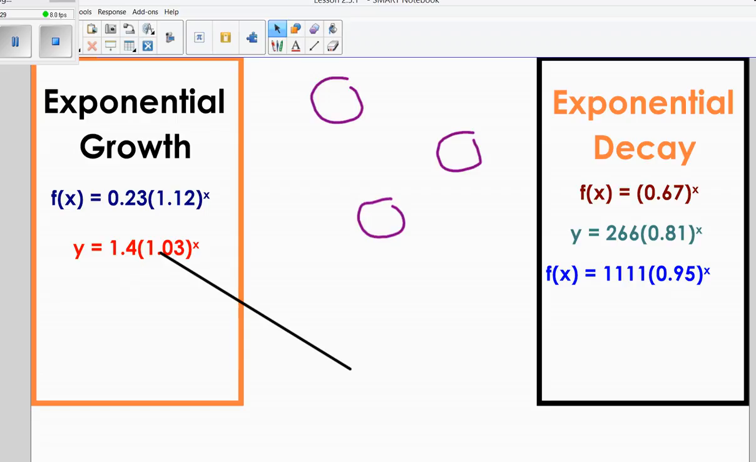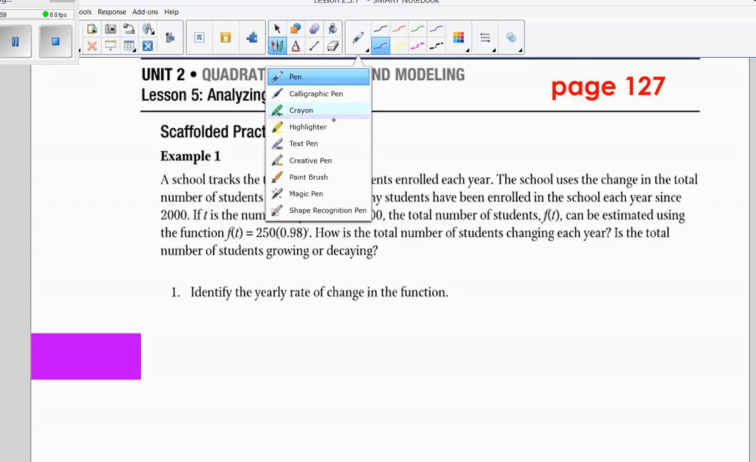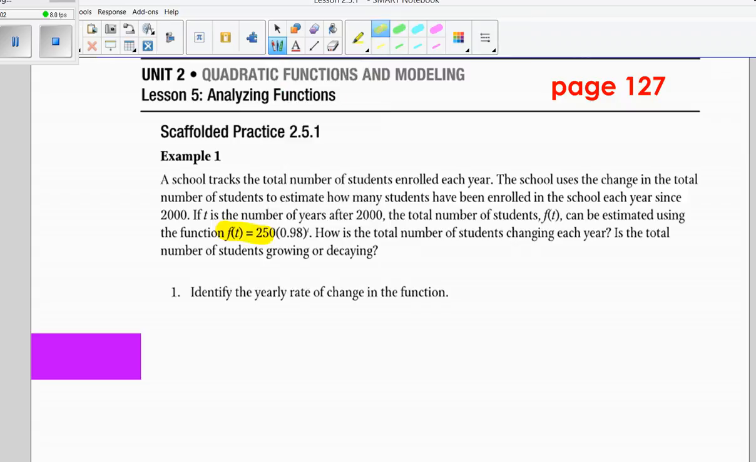All right, so good. Hopefully you all got the 100 on that. So here's example 1. It really is just looking at the next page over. This is our first example. It's tracking a school's population. It says the school uses the change in the total number of students to estimate how many students have been enrolled in the school each year since the year 2000. If T is the number of students after the year 2000, the number of students f(T) can be estimated using the function. And here we go. This is what you want to be looking for in all of our problems. f(T) equals 250 times 0.98 raised to the T power. Now, here's the question.